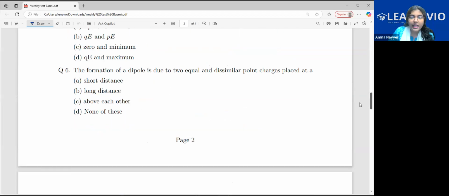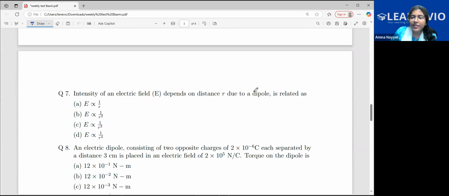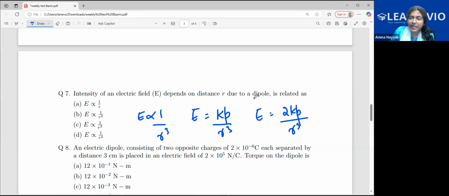Sixth was also right. Seventh, C, electric field intensity due to a dipole. In both the formulas, you have Kp by R cube. One formula is Kp by R cube and the other formula is 2 Kp by R cube. So how is electric field related? 1 by R cube. Why did you write square? This is saying due to dipole, not due to point charge. Yes? Yes, ma'am. I made a mistake. I thought of KQ by R square. That formula came to my mind, so I made a mistake there.